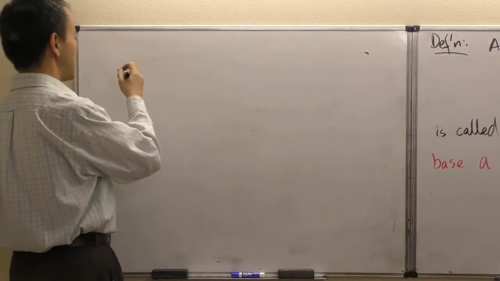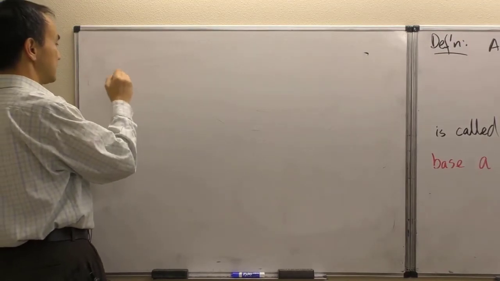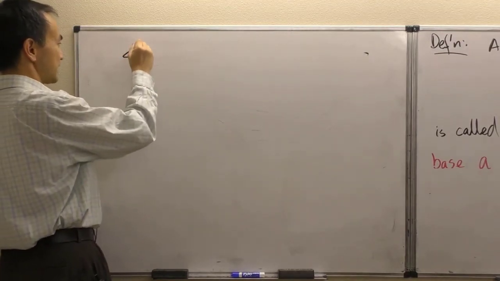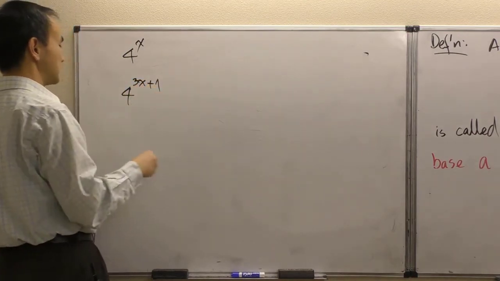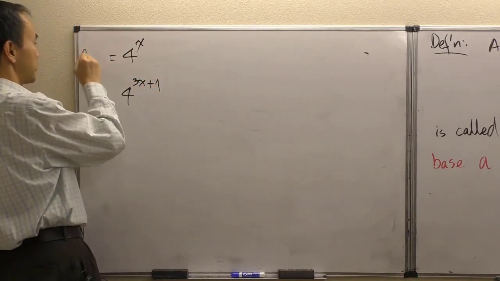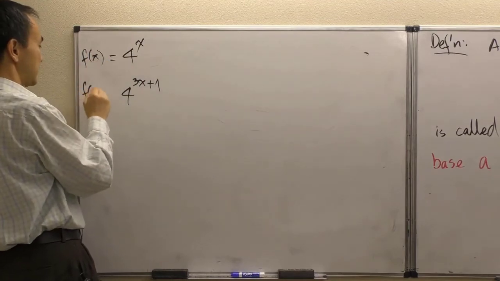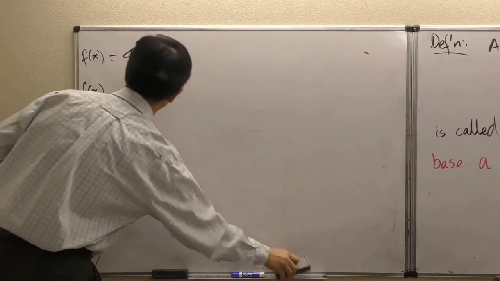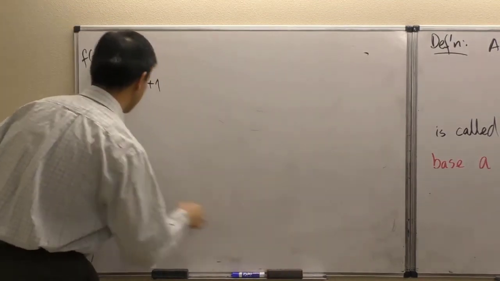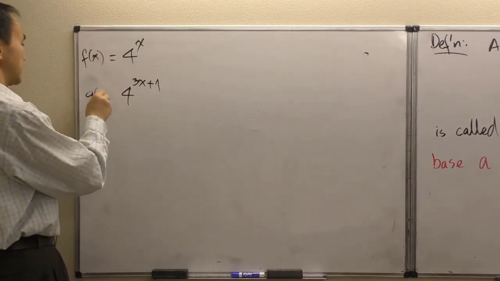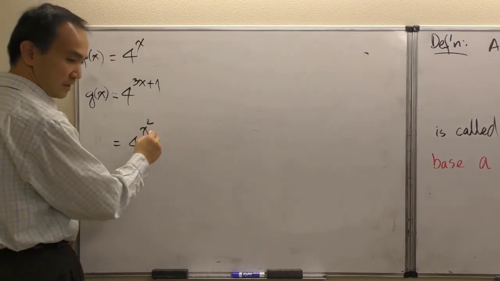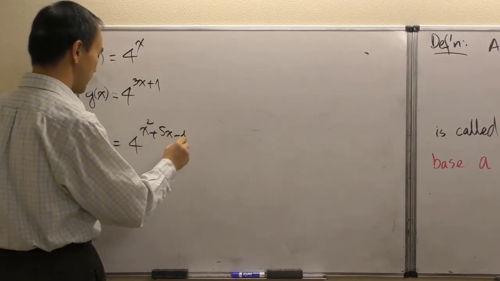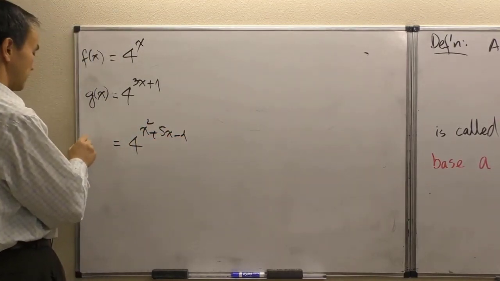All right, so we looked at 4 to the x, and then we had 4 to the 3x plus 1. Okay, these are all now functions of x. Let's call that a different name. We can call that g of x. And then we have 4 to the x squared plus 5x minus 1. This is some h of x. Okay.